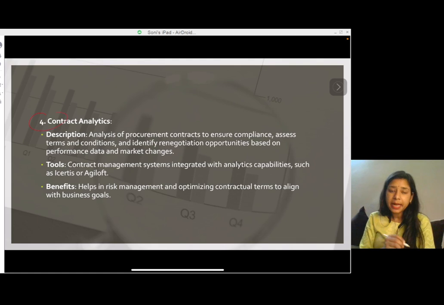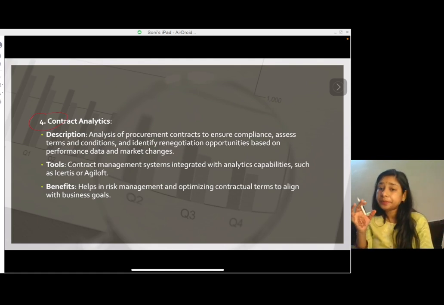The next one is contract analytics. We have also discussed that drafting the contract is very important, because on the basis of the contract only, if the supplier is not able to meet up, then you can sue the supplier. So contract analytics is also very important. You need to use data analytics to help you draft a better contract.